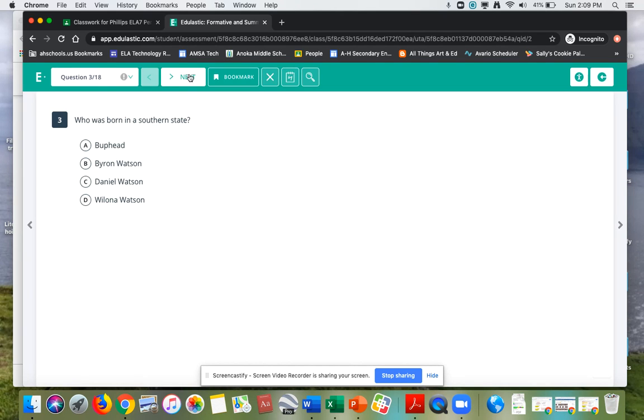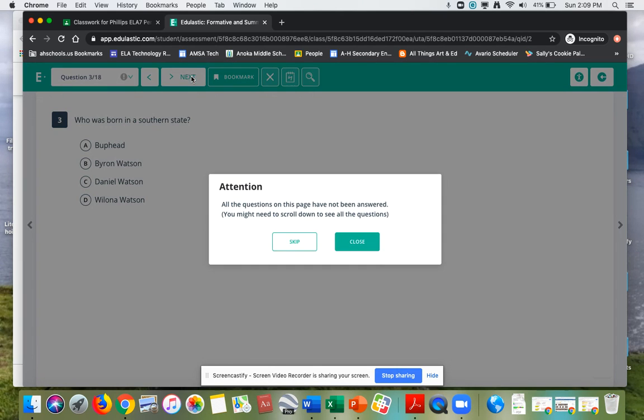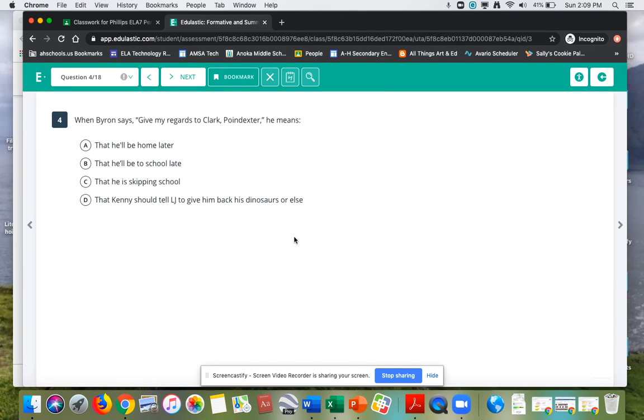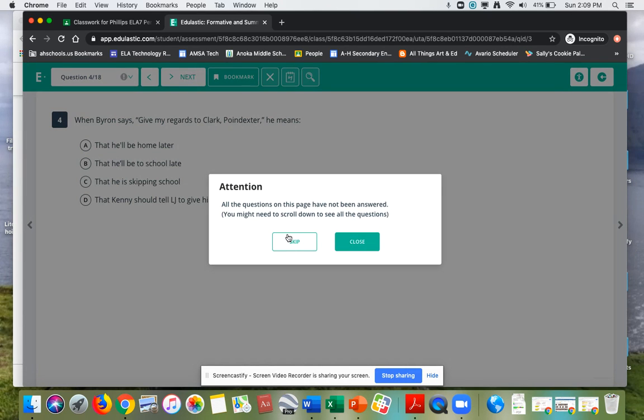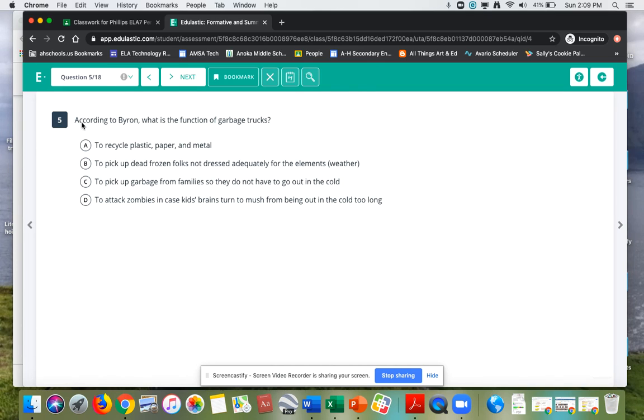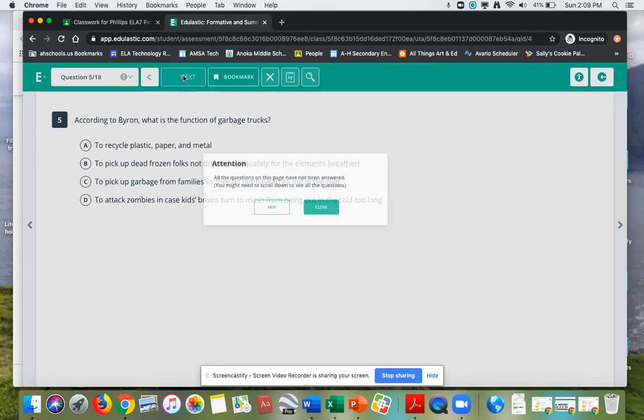Who was born in a southern state? Hopefully you remember that one. When Byron says, give my regards to Clark Poindexter, what does he mean? This was in chapter 2 that we read aloud in class, right? What does that signify for Kenny? According to Byron, what is the function of the garbage trucks? Right, this was the chapter Froze Up Southern Folks. So what are those garbage trucks all about in the story that he tells about the garbage trucks?